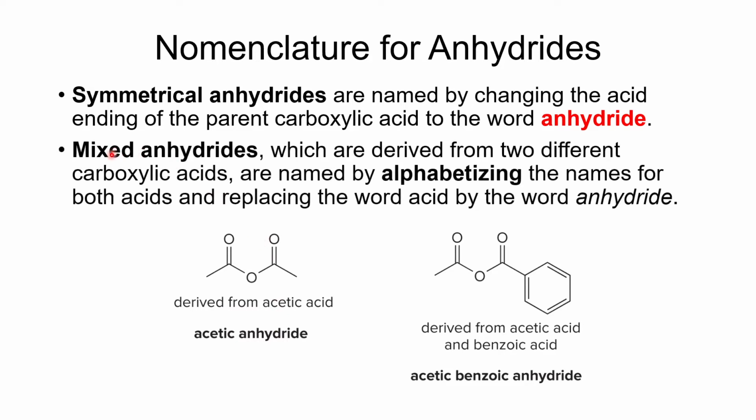If you've got a mixed anhydride that has 2 different acid components, so this would come from acetic acid, this would come from benzoic acid, you simply take the 2 names, put them in alphabetical order, and just throw the word anhydride at the end. So this would be acetic benzoic anhydride.